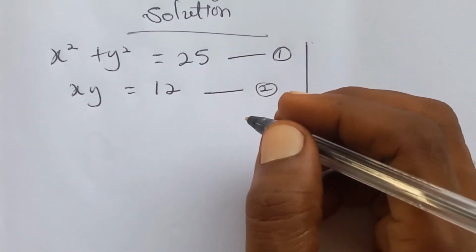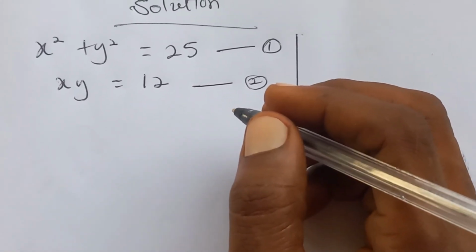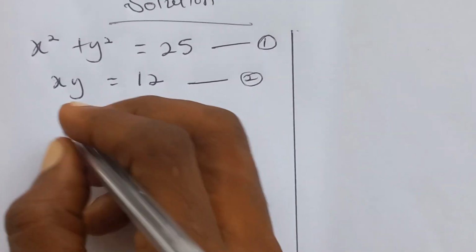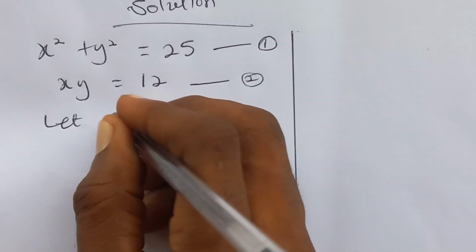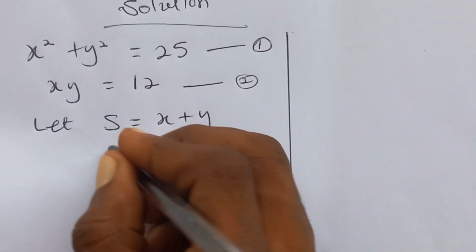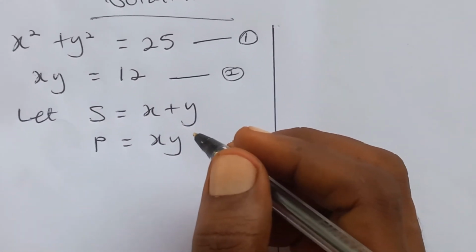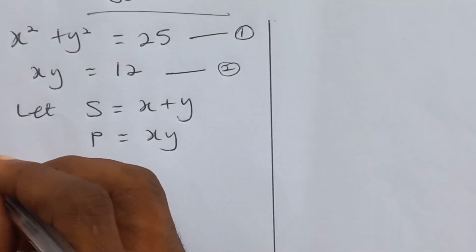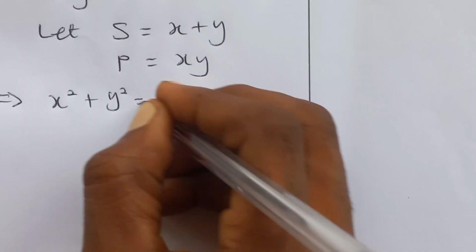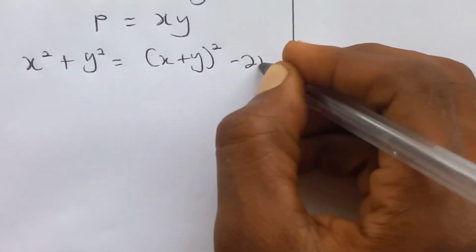So now let us use symmetric sum to solve this. So we are going to let s be equal to x plus y, and then we let p be xy. Okay. So with this, from the first equation, you know that x squared plus y squared is the same as x plus y all squared minus 2xy.